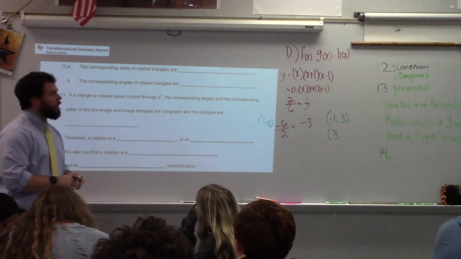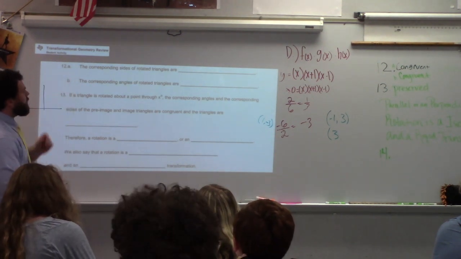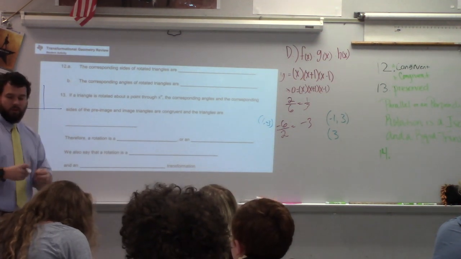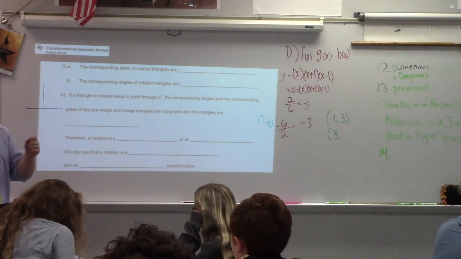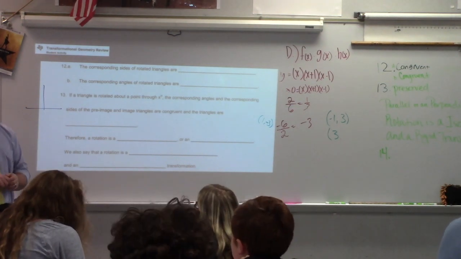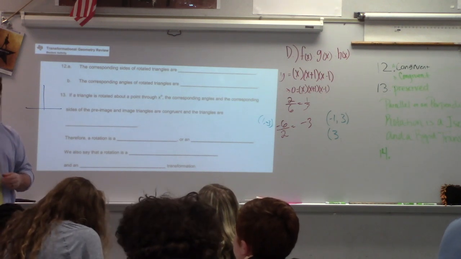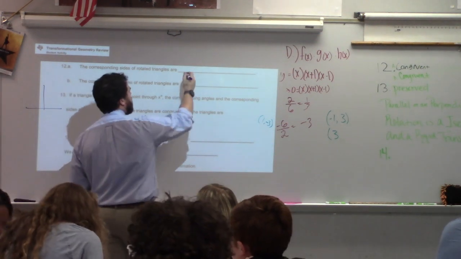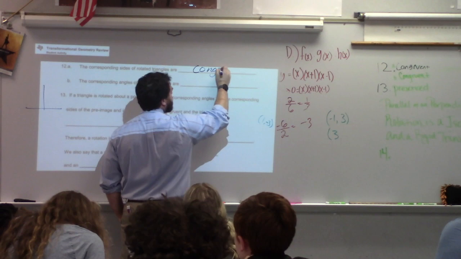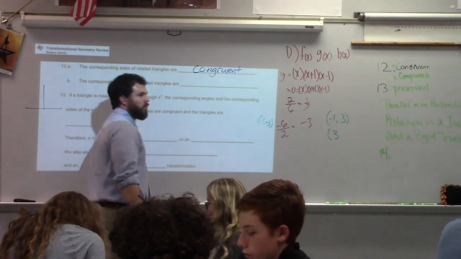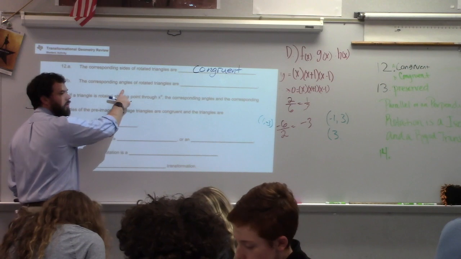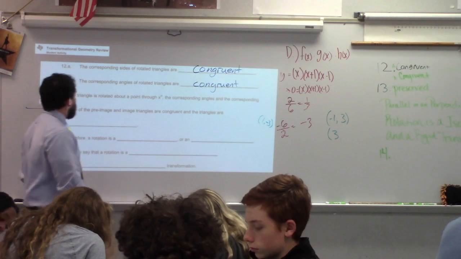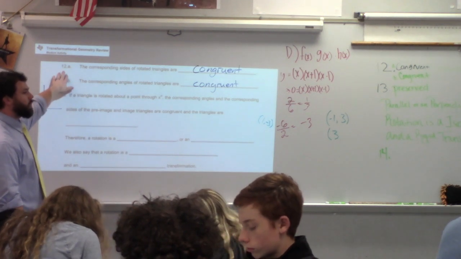Let's look at what some of the other people put. Congruent. Are the corresponding sides of a rotated triangle congruent? If you look at your rotated triangles, XZ and X prime Z prime, do they look to be the same length? Yes. YZ and Y prime Z prime, do they look to be the same length? Yes. If you were to use the distance formula, would you get the same length? Yes. So the corresponding sides are congruent. The corresponding angles are congruent. And notice, if you looked at 13, it would have helped you with 12 A and B.